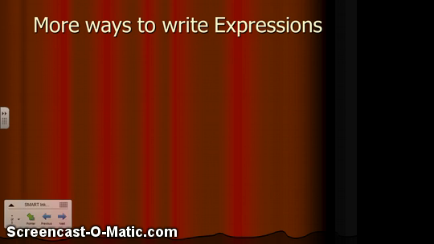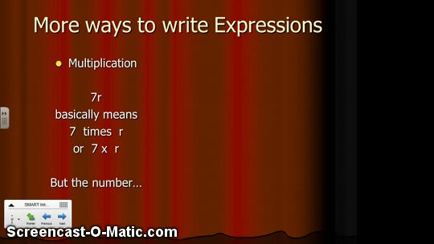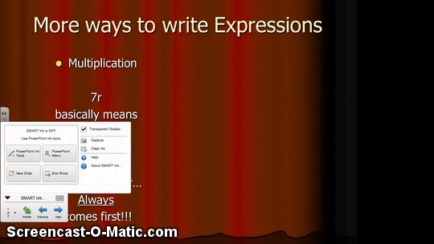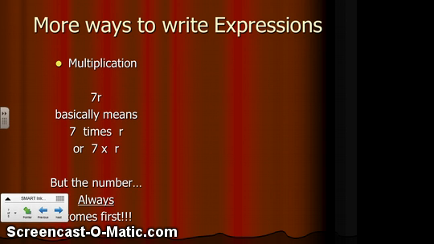So, more ways to write expressions. Multiplication, and how we will normally write it, will be 7r. But you might see it as 7 times r tomorrow. You could also see it as 7 dot r, but that's not on the slide. But the number always comes first.